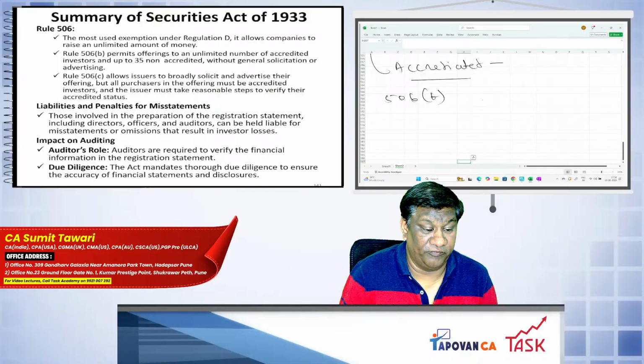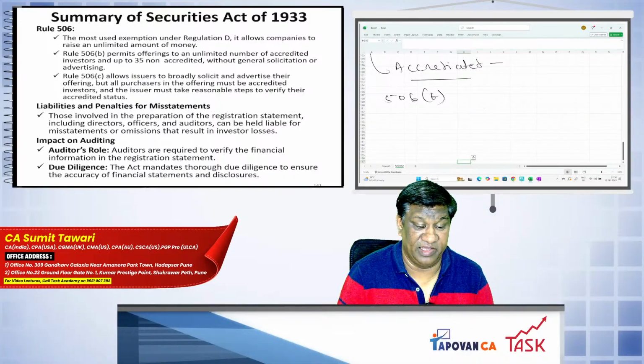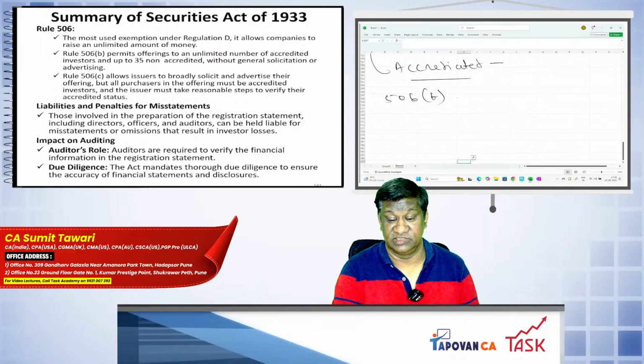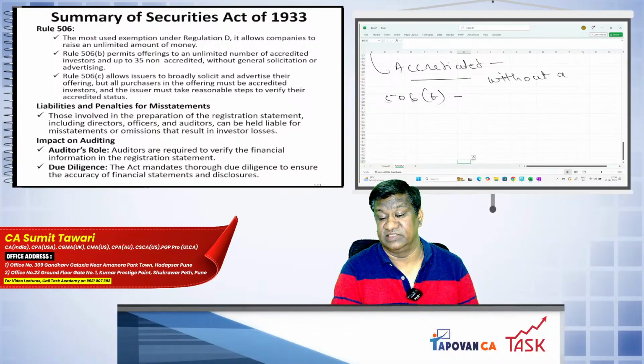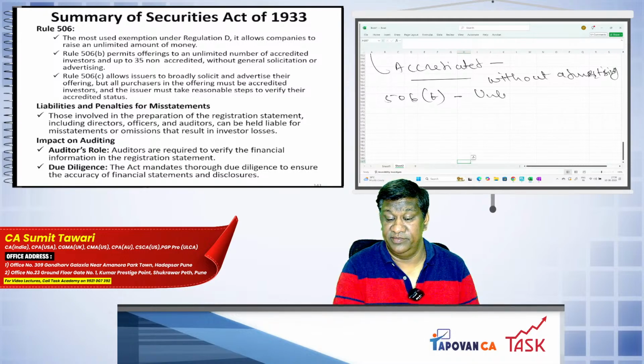Okay, so 506(b) permits offering to an unlimited number of accredited investors and up to 35 non-accredited investors without general solicitation and advertising. Okay, so without advertising. So what is important is that you can sell the shares without advertising. Okay, so here unlimited accredited, and 35 non-accredited, that you need to keep in mind.